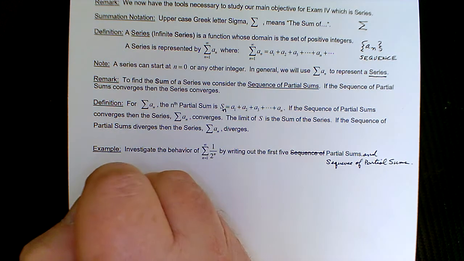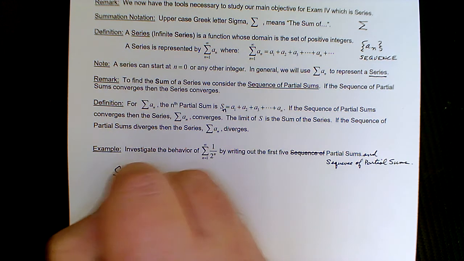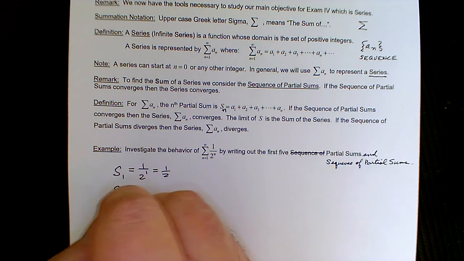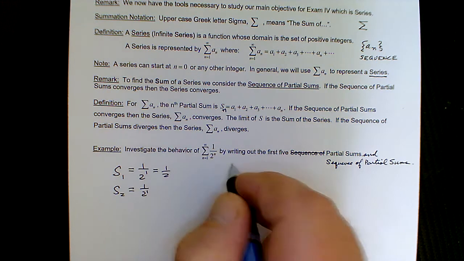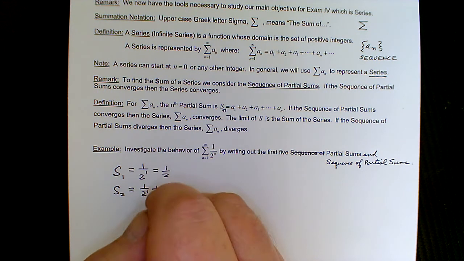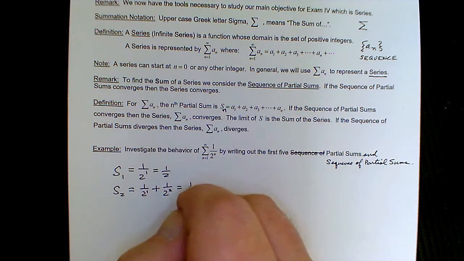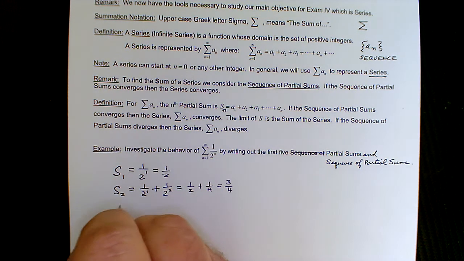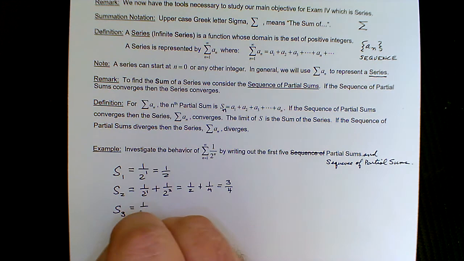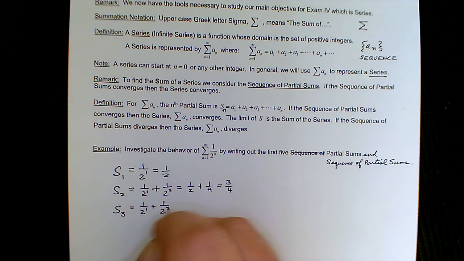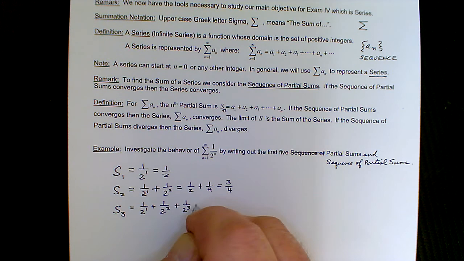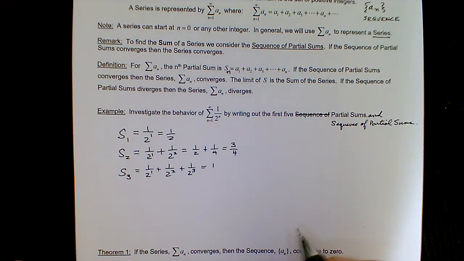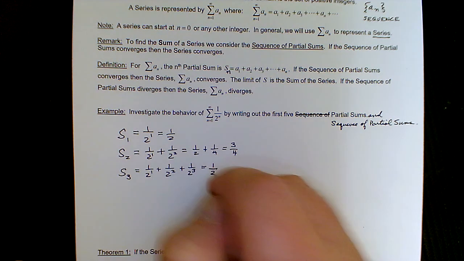Second partial sum, the sum of the first 2 terms. 1 over 2 to the first plus 1 over 2 squared. So that's 1/2 plus 1/4, or 3/4. Third partial sum, 1 over 2 to the first plus 1 over 2 squared plus 1 over 2 cubed. Notice that's just the first 3 terms of the series, which gives us 1/2 plus 1/4 plus 1/8, which sums to 7/8.